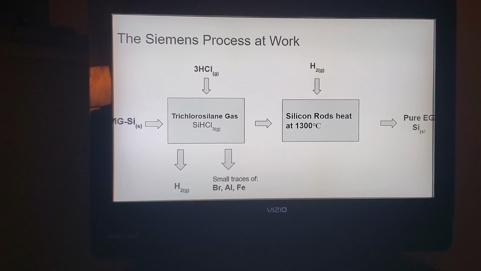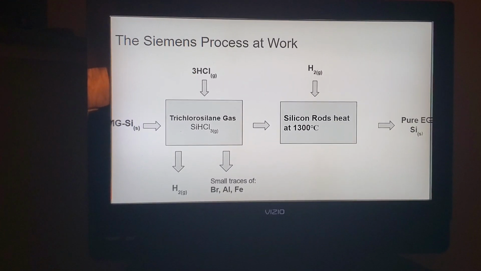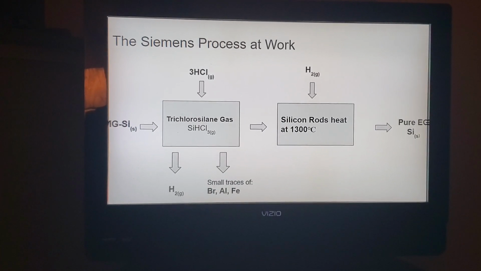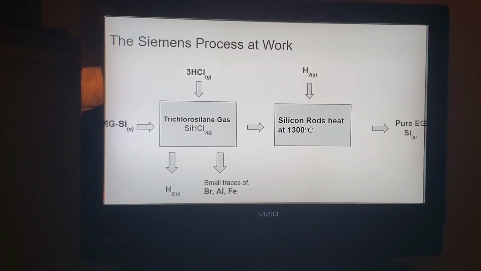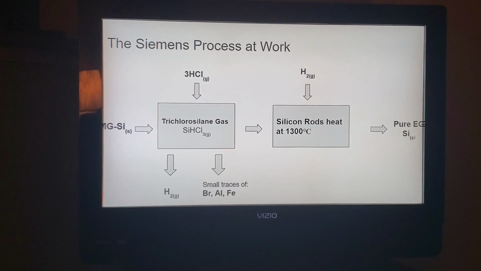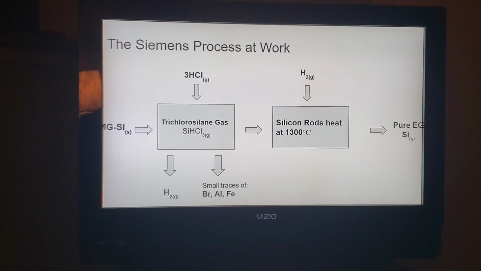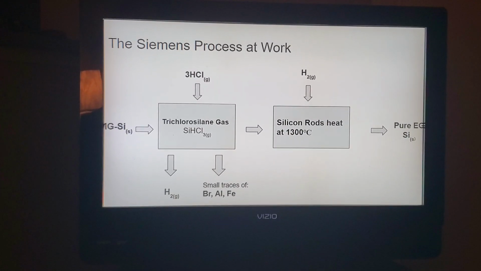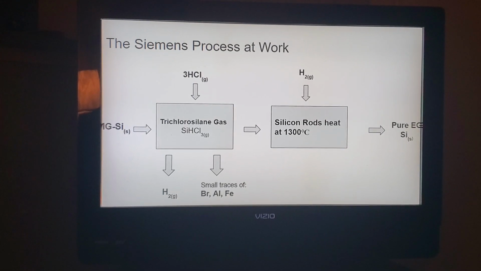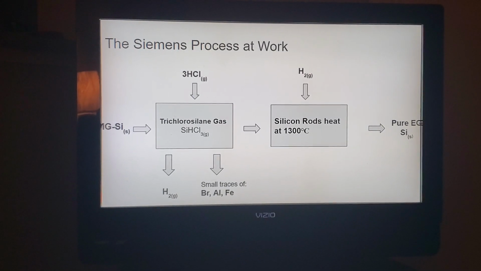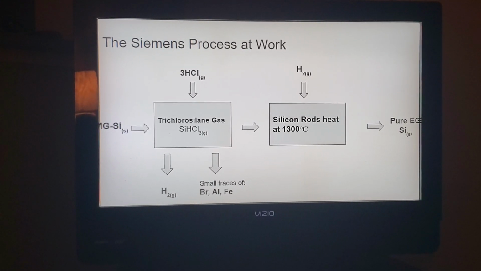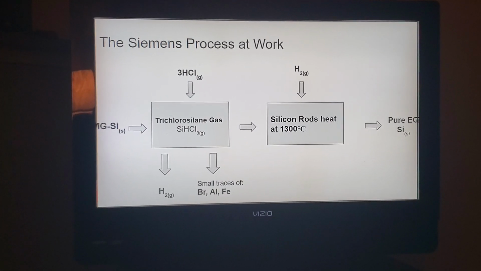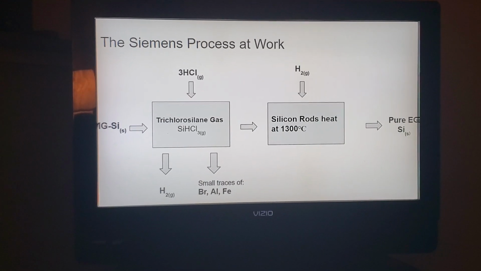The trichlorosilane gas is then put into a large chamber that is heated with silicon rods that are roughly around 1300 degrees Celsius. Hydrogen gas is then introduced to the system, and this process of converting the trichlorosilane gas back into silicon roughly takes about 200 to 300 hours. After that, you get the result of pure electronic grade silicon.